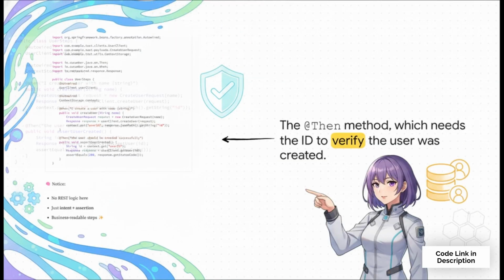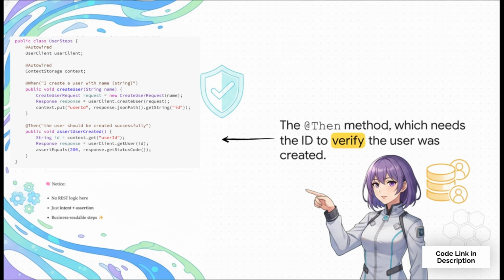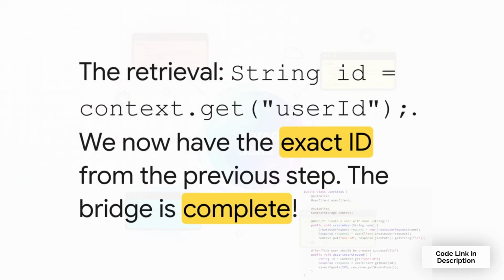Okay, so now the scenario moves on. We jump to the very next step, which is our @Then method. Its entire purpose in life is to verify that yes, that user was actually created. And here it is, the payoff. The very first line in this method reaches right back into our context and does a get, asking for whatever was stored with the key userId, and boom, it pulls out the exact ID that the previous step just saved. The bridge worked. We've done it.